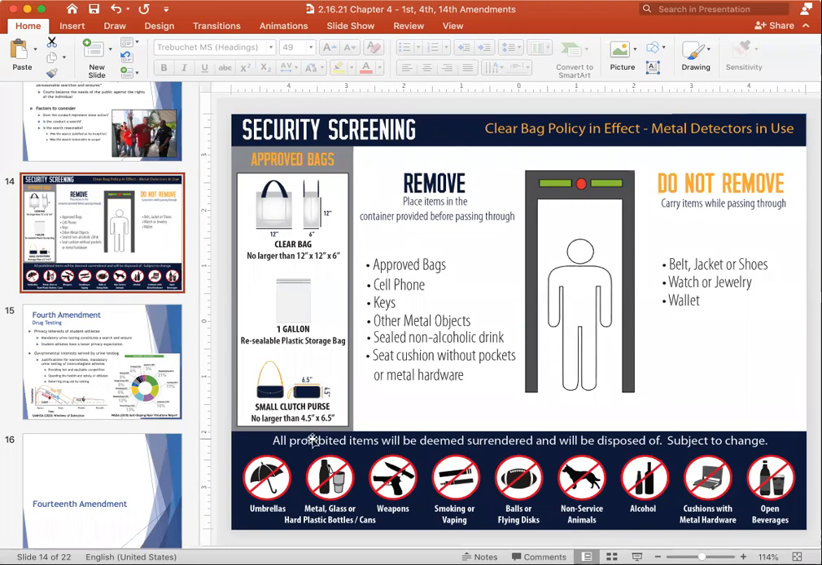So look, all prohibited items will be deemed surrendered and will be disposed of, so they can be seized. And then you are searched by going through a metal detector, by potentially having a wand if you make the metal detector go off, and potentially having your bag looked through.